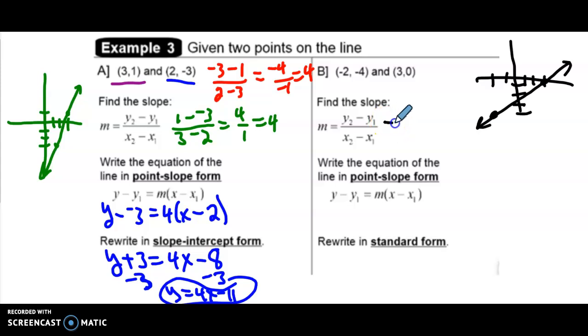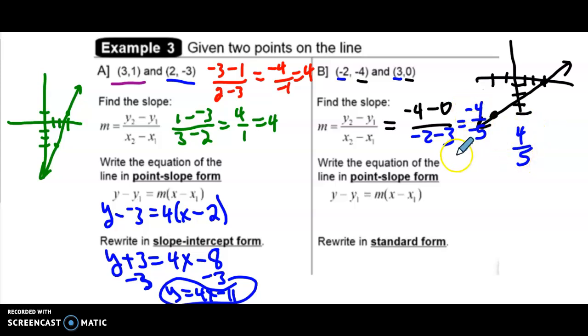I'm going to subtract my y coordinates. I'm going to take -4 minus 0, divided by what I get when I subtract my x coordinates, -2 minus 3. So that'll give me -4 over -5. Well, that's 4/5. Okay, a negative over a negative is positive. Don't keep that double negative there. That will drive you crazy and make you make a mistake. A negative divided by a negative is a positive. So I have a positive 4/5.